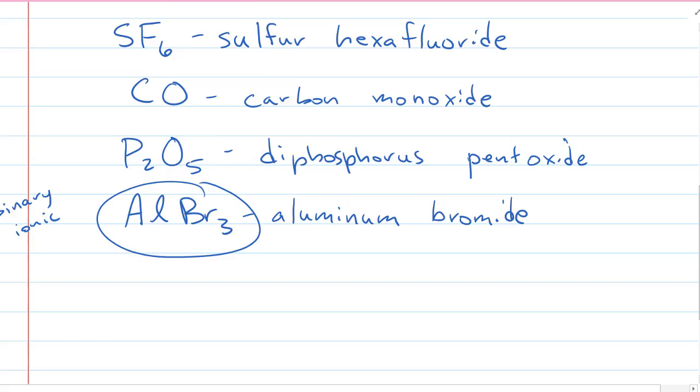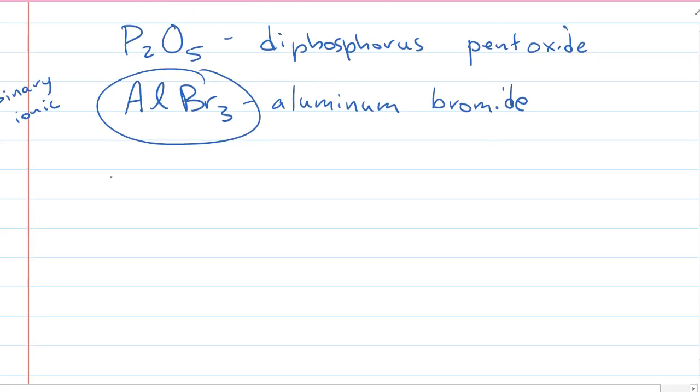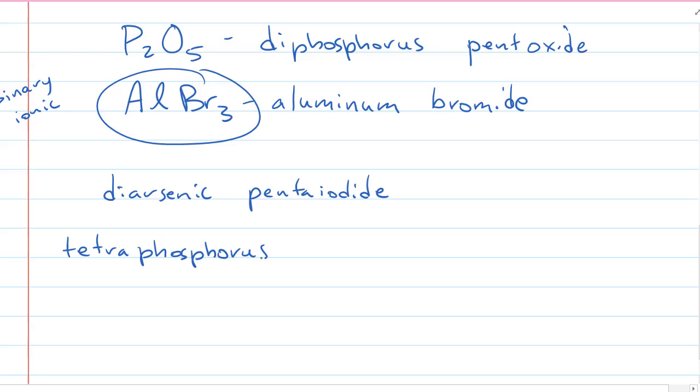Okay, let's go the other direction. Let's say that we have a name like diarsenic pentaiodide, or we have tetraphosphorus decoxide. And now we want to write formulas for these. These are the easiest formulas we're going to do all day. There's no need to look up any charges whatsoever.